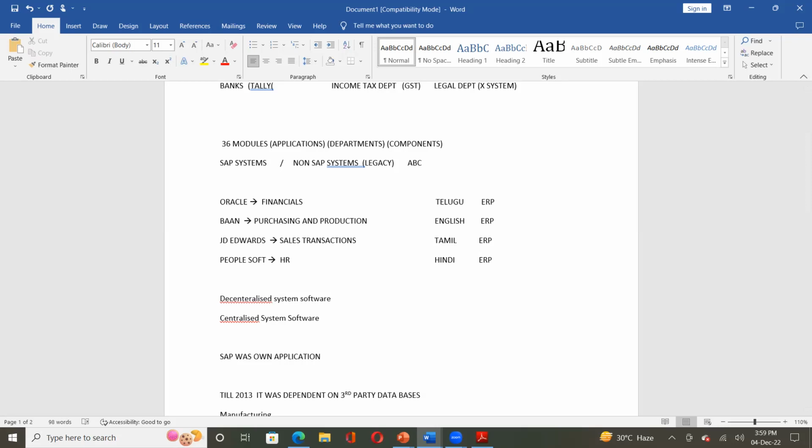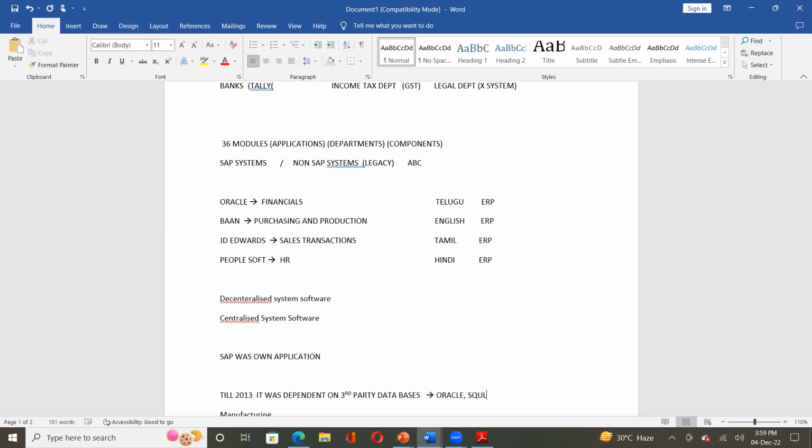Okay, SAP didn't have its own database. Even though SAP started in the year 1972, it used to take help from third-party databases by paying rent. What are the different databases they used to take? Not one database, but different databases, like the Oracle database.